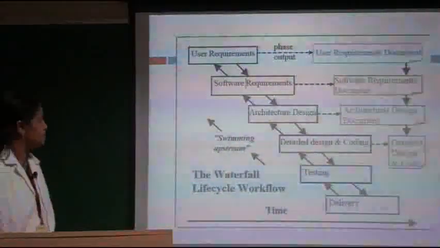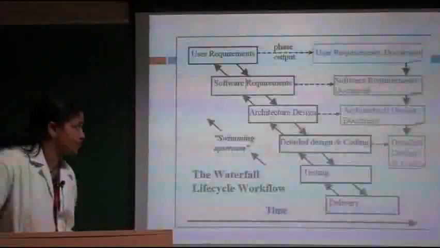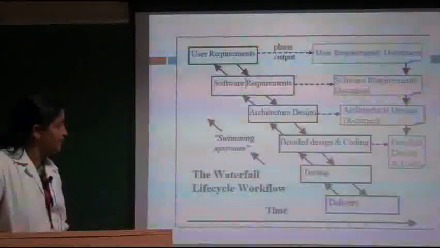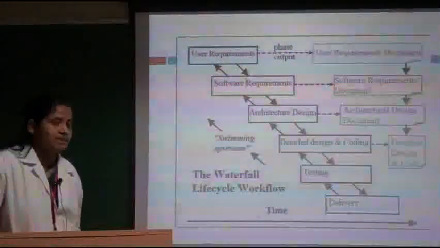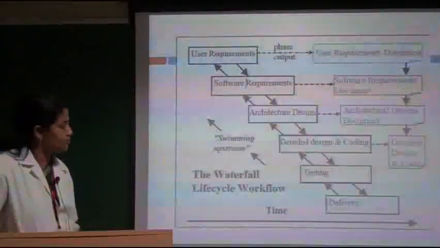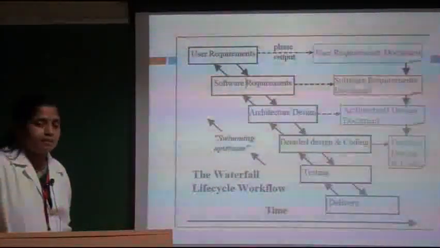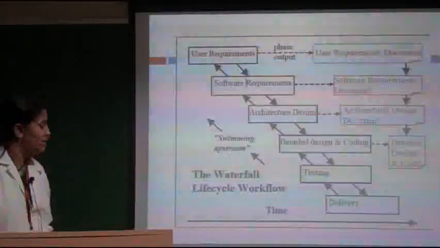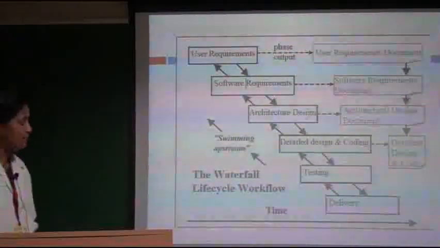These are the approach. User requirements can be converted into software requirements. From the software requirements, you can design the architecture. After designing the architecture, the detailed design will be converted into coding. After coding, it can be implemented and tested. Finally, delivery of the software. This is the timeline of the waterfall lifecycle model.